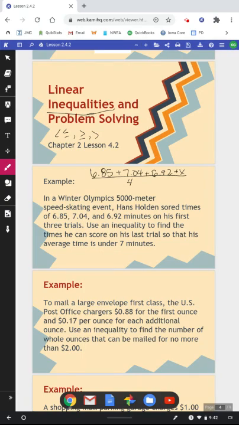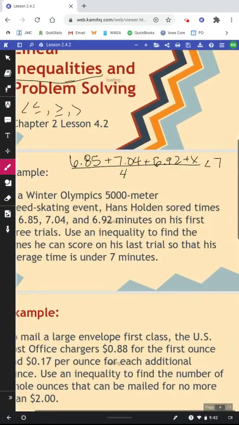And then it wants an inequality, and it wants his average time to be under 7 minutes. It doesn't say under or equal to 7, so we're just going to put it to less than 7 because we want it under 7. Okay, the first thing we should do is there's no distribute, so we're going to combine like terms. 6.85 plus 7.04 plus 6.92 is 20.81 plus x over 4 is less than 7 still.